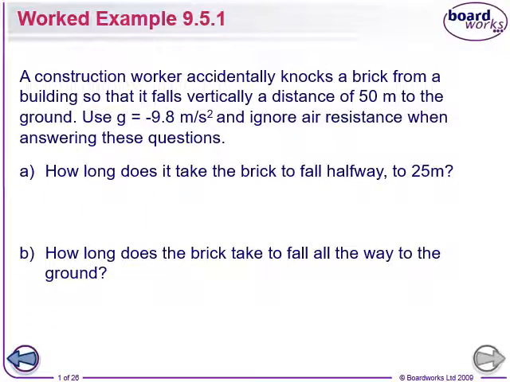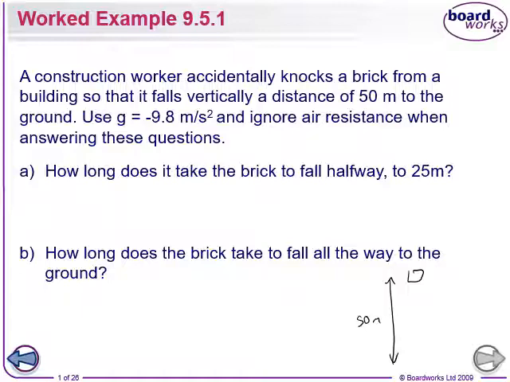A construction worker accidentally knocks a brick from a building so that it falls vertically a distance of 50 metres to the ground. Use g equals negative 9.8 metres per second squared and ignore air resistance when answering these questions. What's the first thing we do? Diagram. Good. So, our diagram, our brick is falling 50 metres. We know our acceleration.